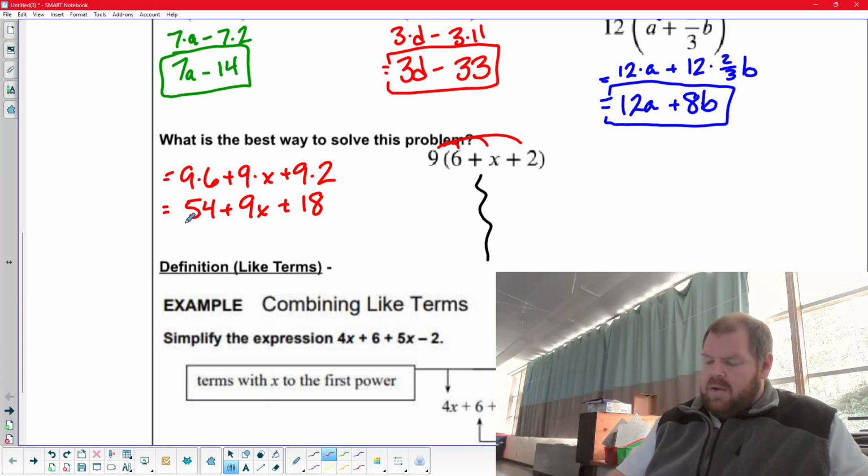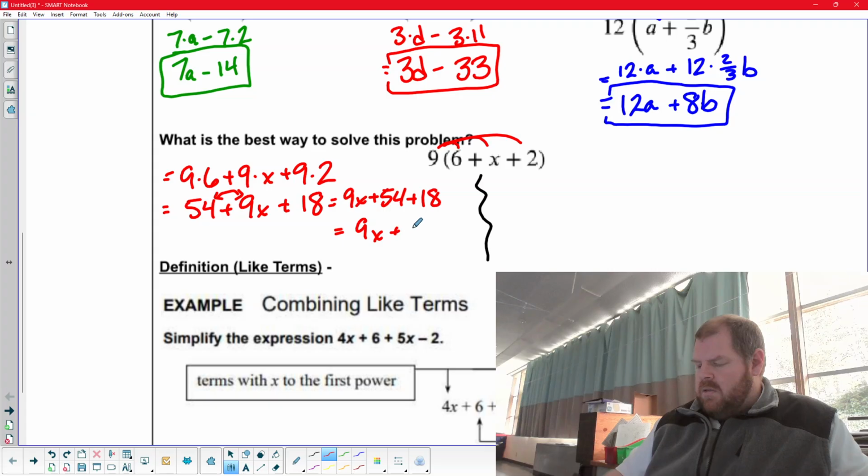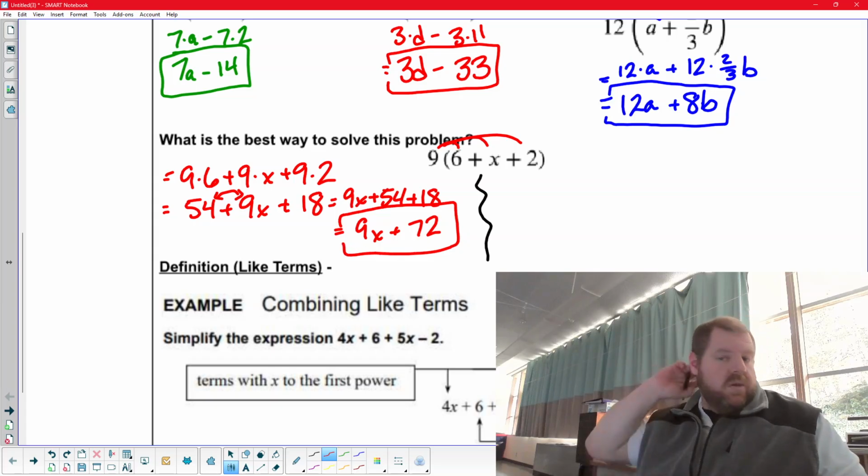Okay, now we should switch some things around here. I'm going to use the commutative property on these two. And then with my 54 and 18, I can combine those. So that's going to give me 9x. What do we got? 72? 9x plus 72. That's one way to do it.